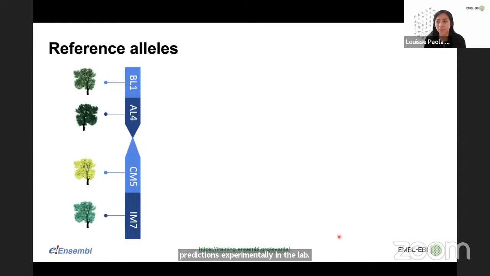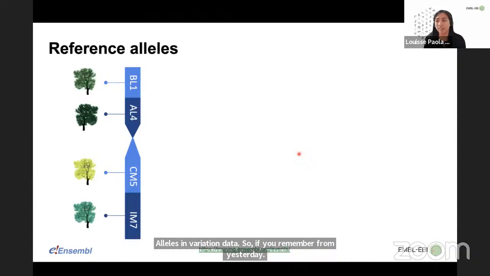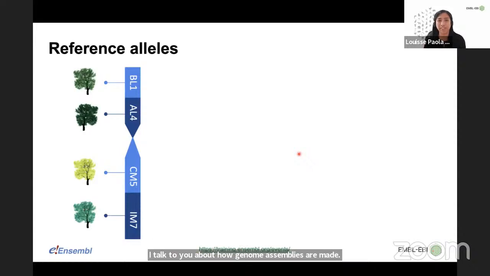And then finally, I want to talk about reference alleles in variation data. If you remember from yesterday, I talked to you about how genome assemblies are made. One thing I didn't mention was that genome assemblies are not made from a single individual of a population, but rather multiple different individuals. So it's kind of like a jigsaw puzzle from multiple genomes.